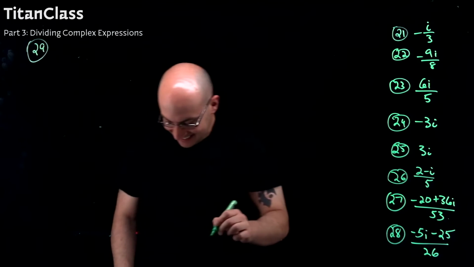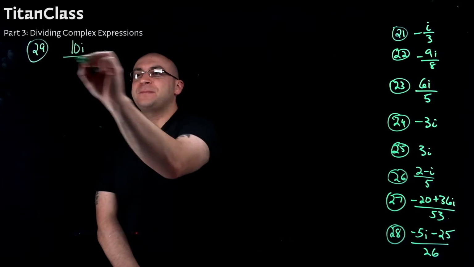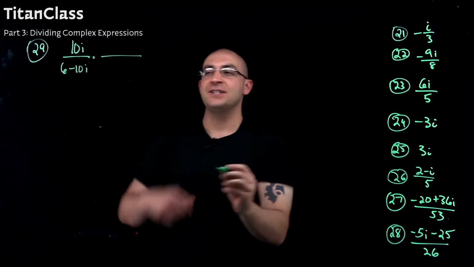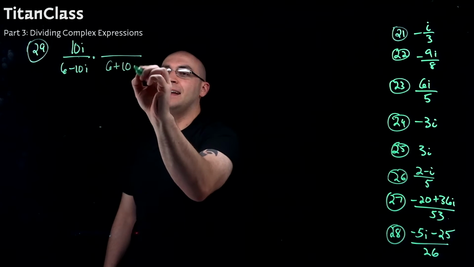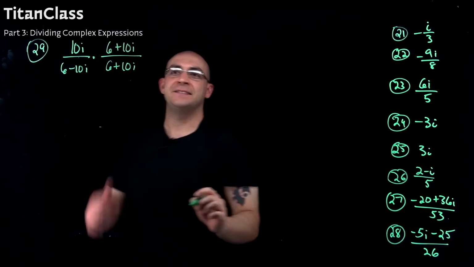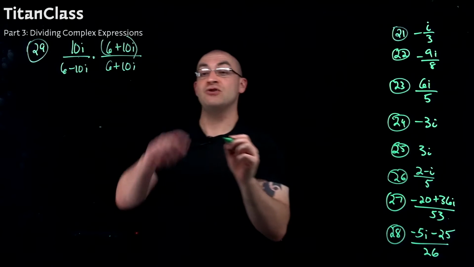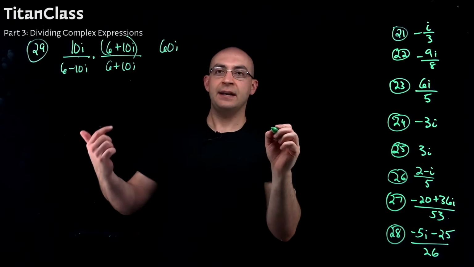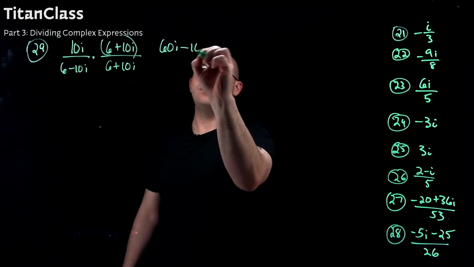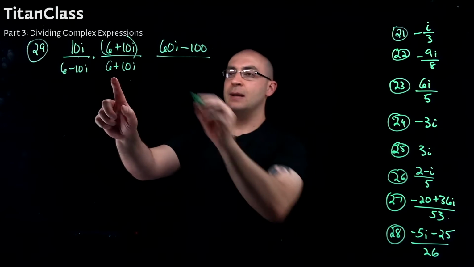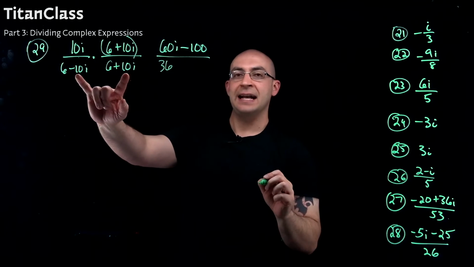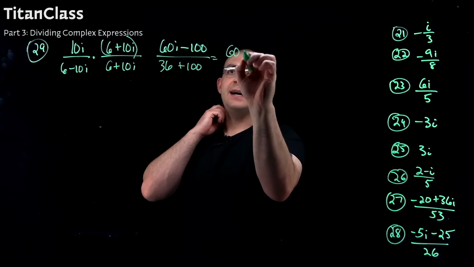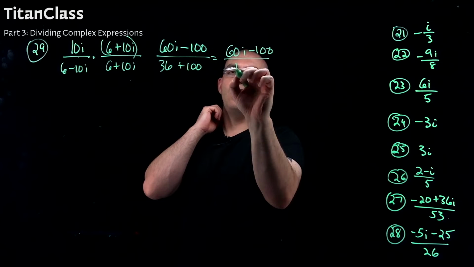29. Okay, 10i over 6 minus 10i. All right. Complex conjugate is 6 plus 10i on top and bottom. Right? So multiplying out again, I'm distributing that top part. So 60i. 10i times 10i is 100i squared, or negative 100. And that's going to be over 6 times 6, which is 36. And this is negative 100i squared, or positive 100. Okay, this is going to be ugly. 60i minus 100 over 136.